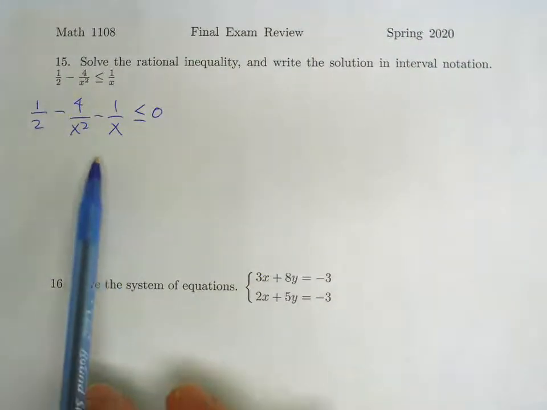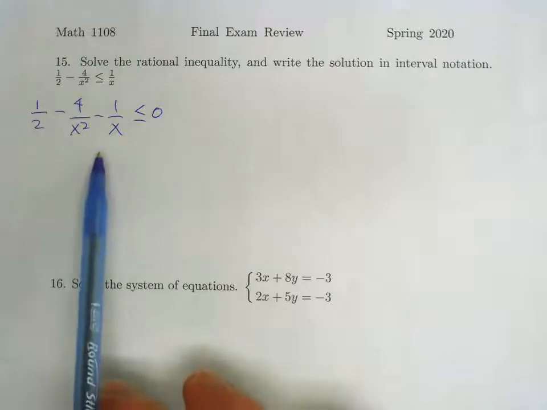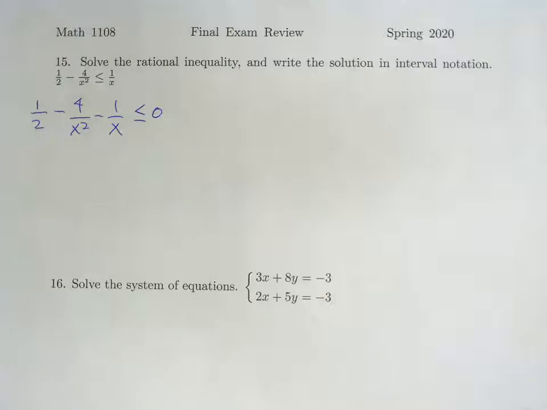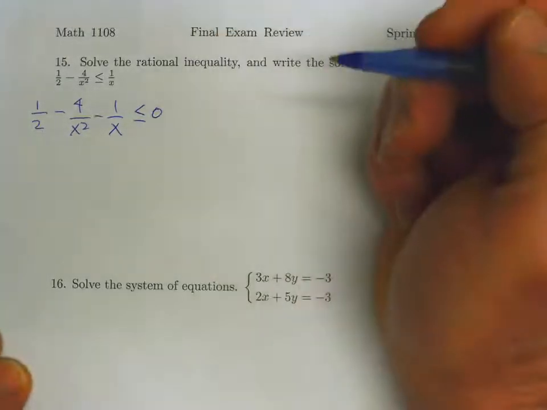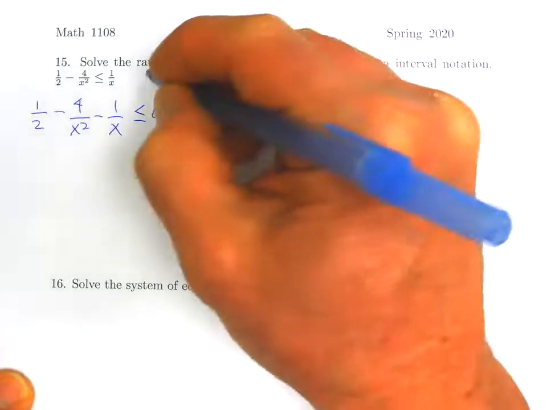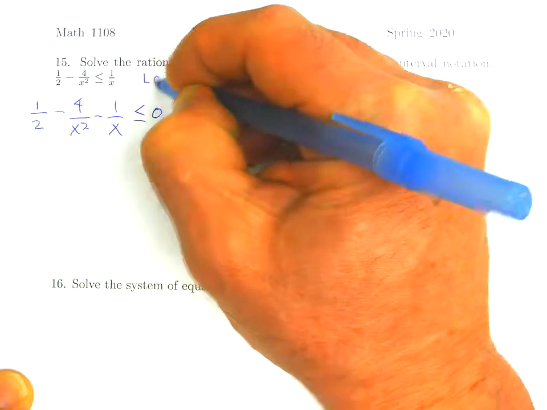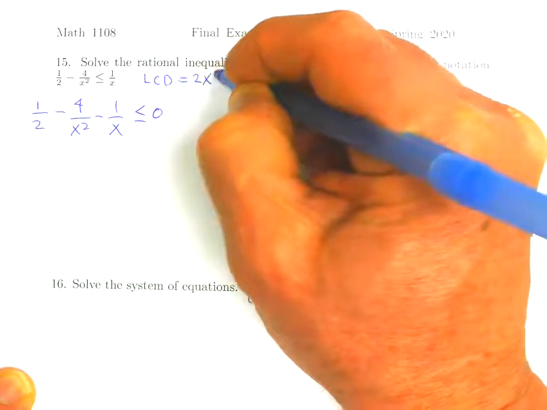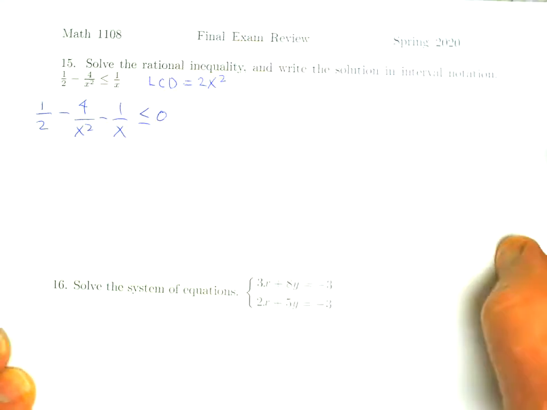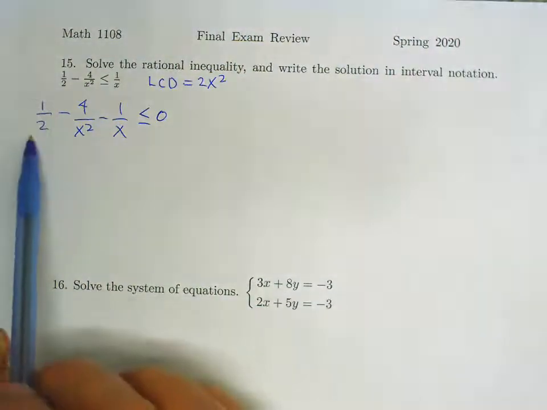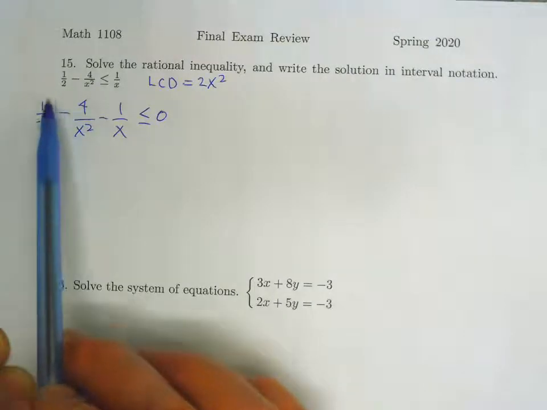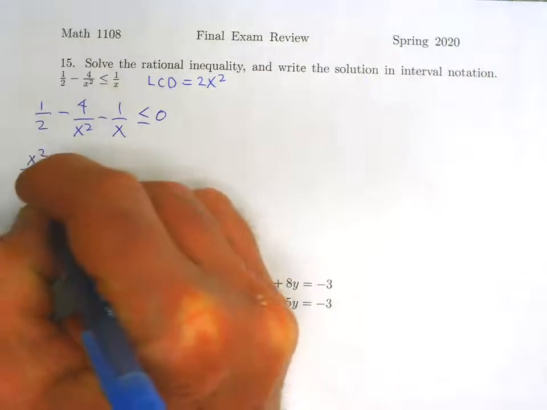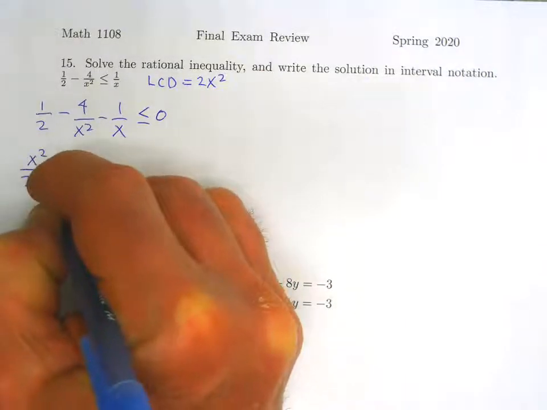And then we want to write the left-hand side as a single rational expression. So we need a common denominator. So the least common denominator is just 2x to the second. So for 1/2, if I just multiply the numerator by x squared and the denominator by x squared, I'll get 2x squared for the denominator.